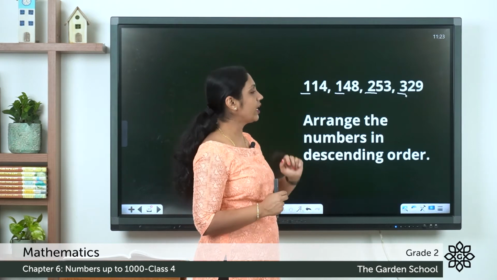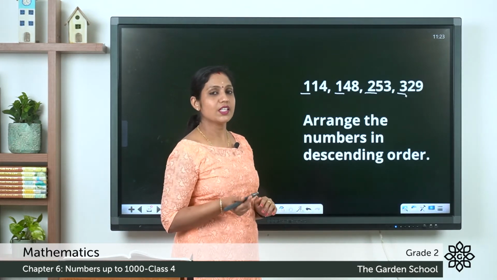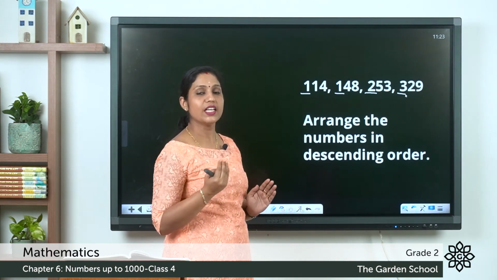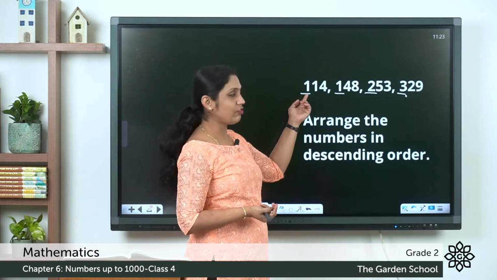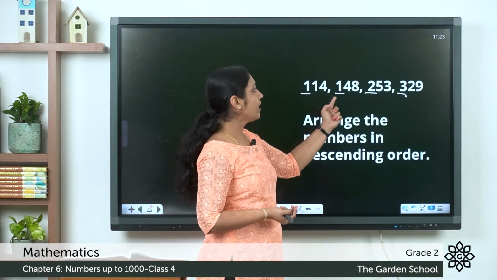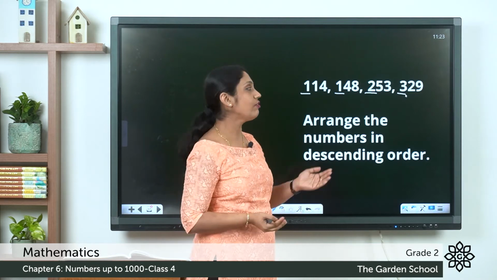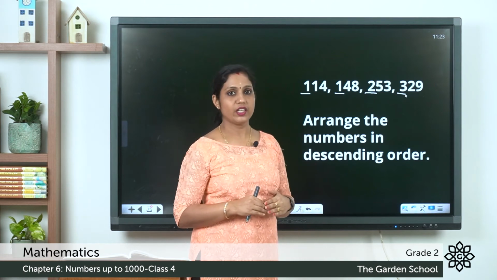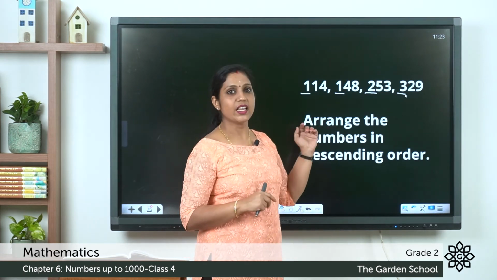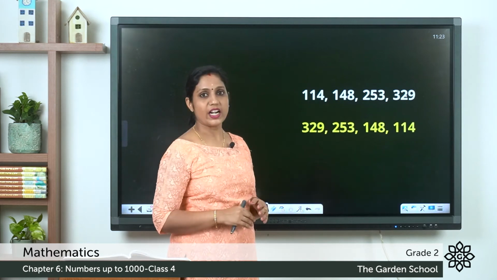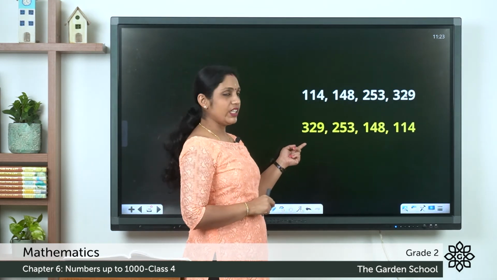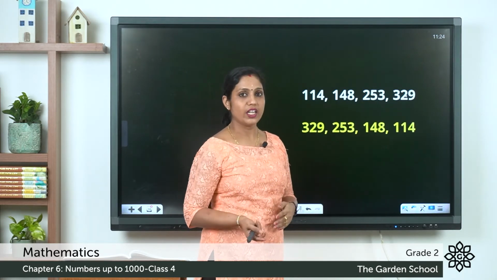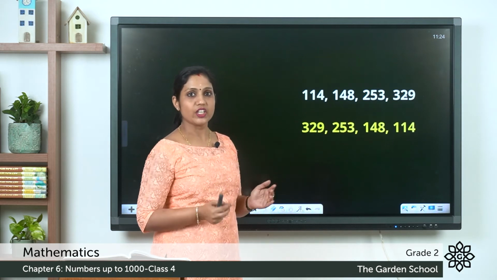We have 114, 148. Both the numbers have 1 in the hundreds place. So now what do we have to do? We need to check the next digits. In the number 114, we have 14, and in the number 148, we have 48. So which is greater? Is it 114 or 148? 148 is greater. So now we can arrange these numbers like 329, 253, 148 and 114, and we can say that these numbers are arranged in the descending order.